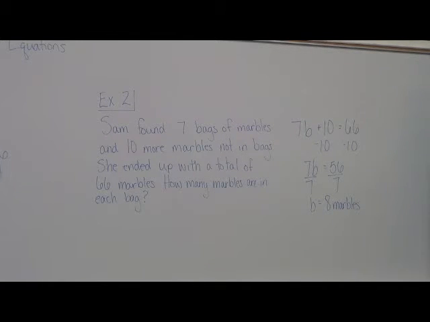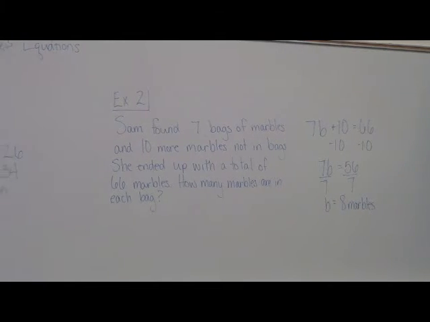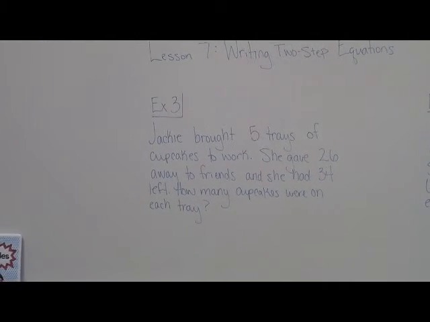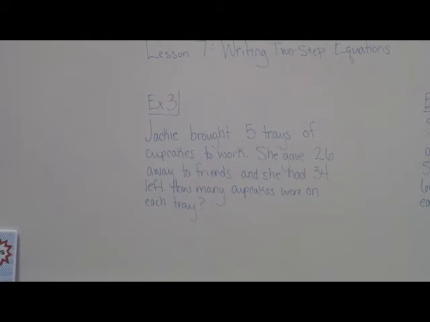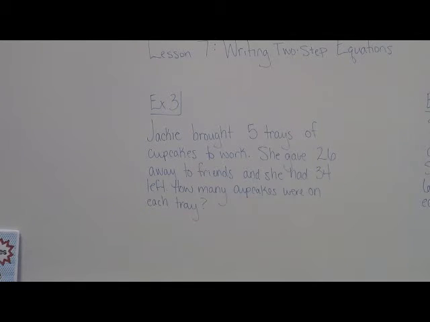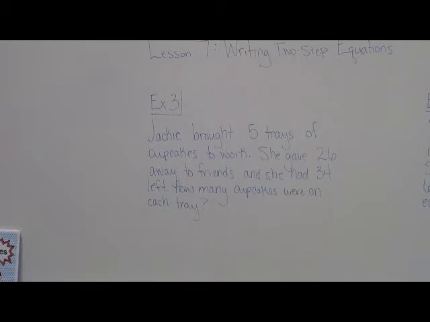All right, and one more final one over here. We'll do this one together because it's just a little different. So it says Jackie brought 5 trays of cupcakes to work. She gave 26 away to friends, and she had 34 cupcakes left. How many cupcakes were on each tray?